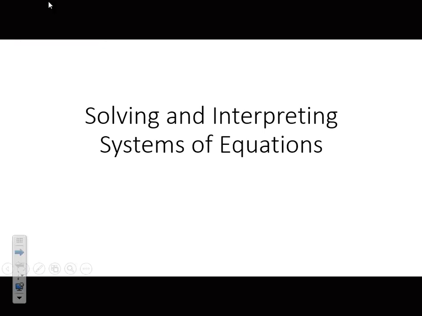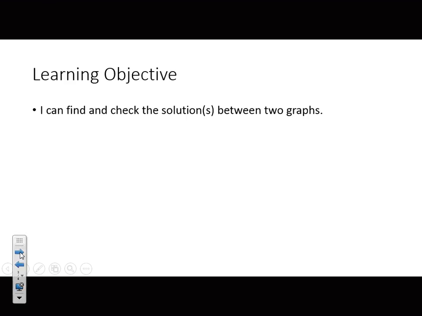Welcome, ladies and gentlemen. Today we're going to talk about solving and interpreting systems of equations. Our learning objective is that you can find and check the solutions between two graphs.